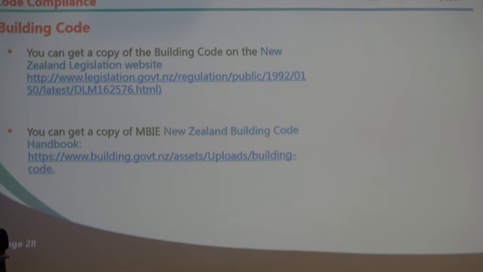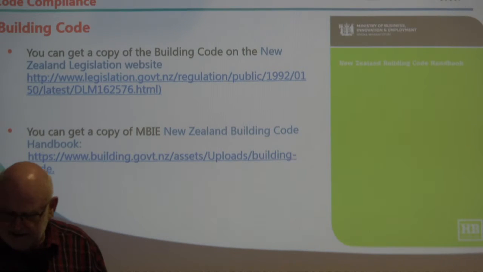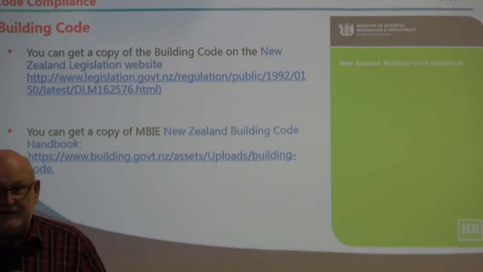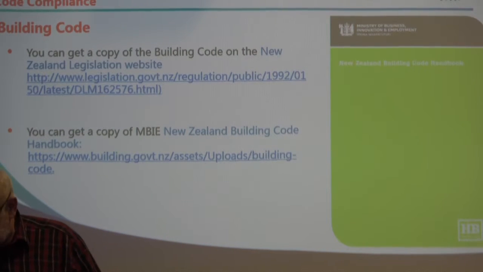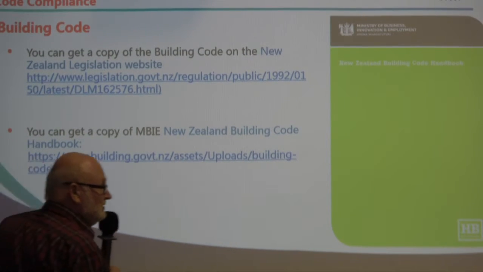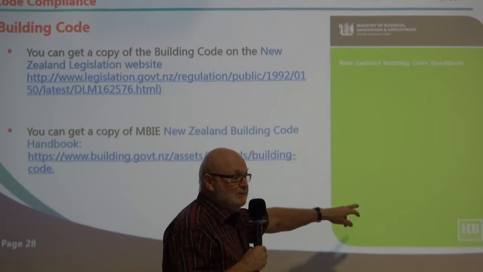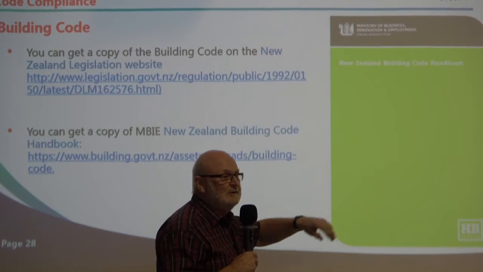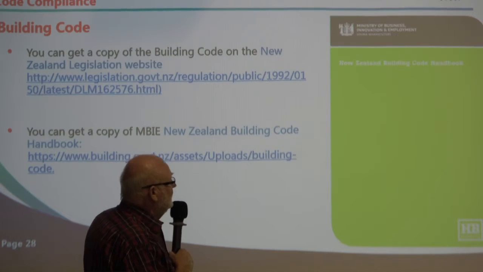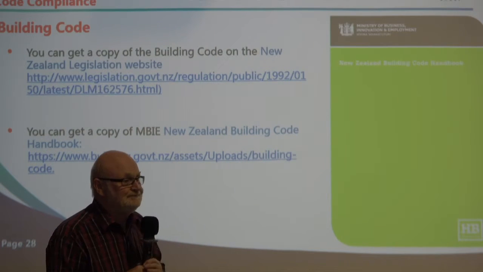So there's an address there where you can download it. I tried this last time, the links don't work here, but those addresses you could copy and paste into the search engine and they'll come up. Copy of the New Zealand Building Code. And also I'd recommend you download, at least have a look at this publication here, which is a summary. MBIE's New Zealand Building Code Handbook, it's worth having a look at.